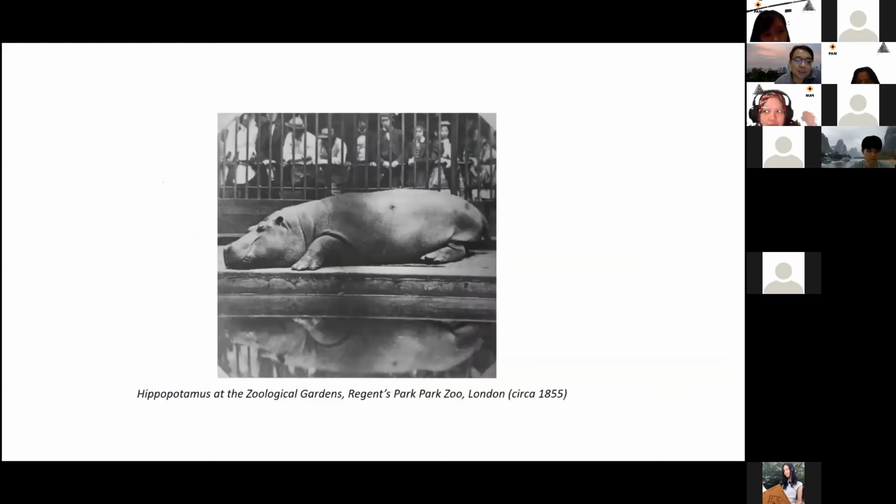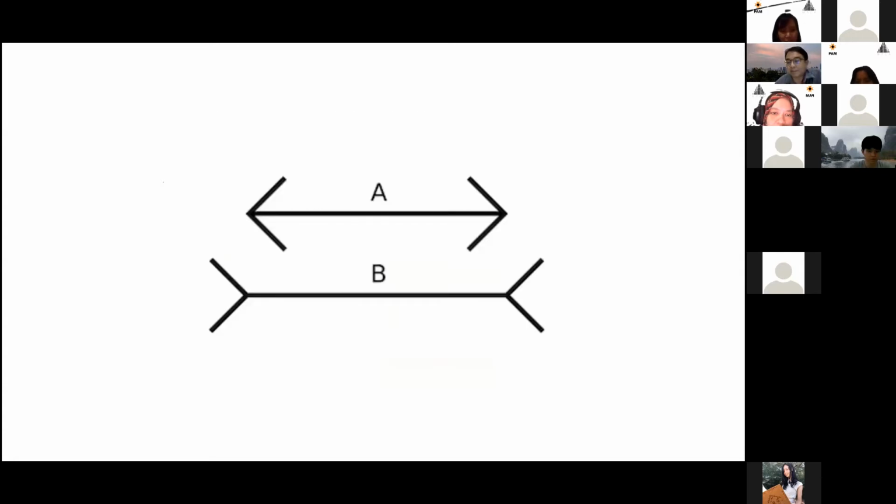Okay, look at this picture. It's a hippopotamus in the zoo. We all know that, right? But if you think the other way around, the hippopotamus is actually basking in the sun, and those guys are actually all in the lockup, right? So you think of it that way. So it's called perception. Now, same as this, the longer, the shorter.